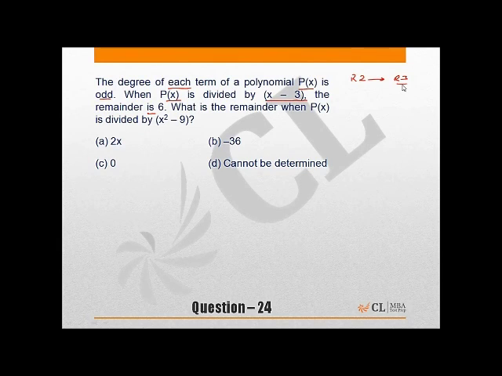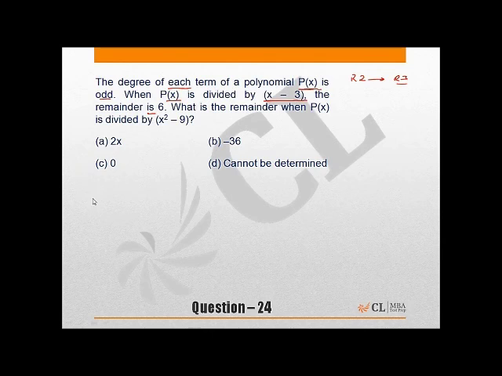Now typically I do these questions by creating an equation which will satisfy the condition. What do I mean by that is, can I create an equation P(x), can I take a specific case which when divided by x minus 3 will give me a remainder 6. In the paper I was not able to do that, but after the paper I solved it, and let me share how I solved it after the paper.